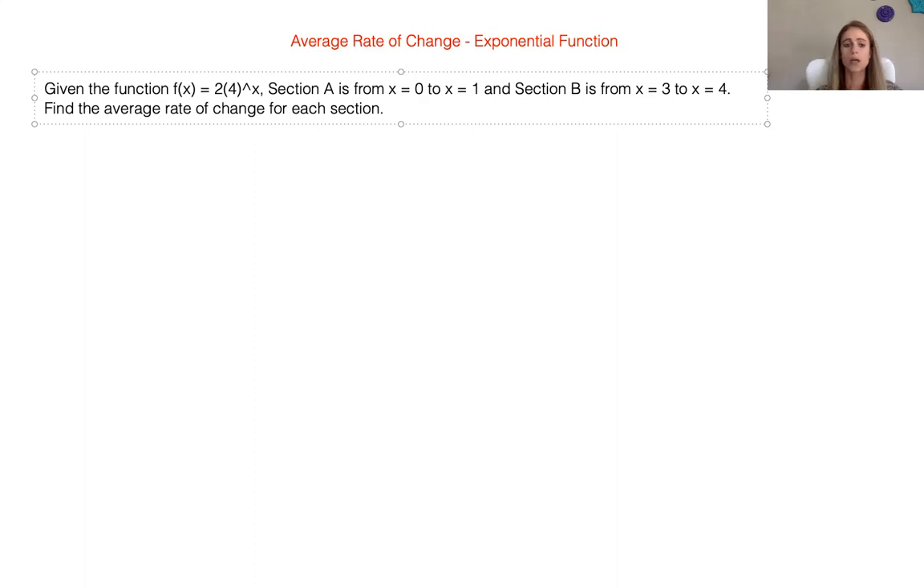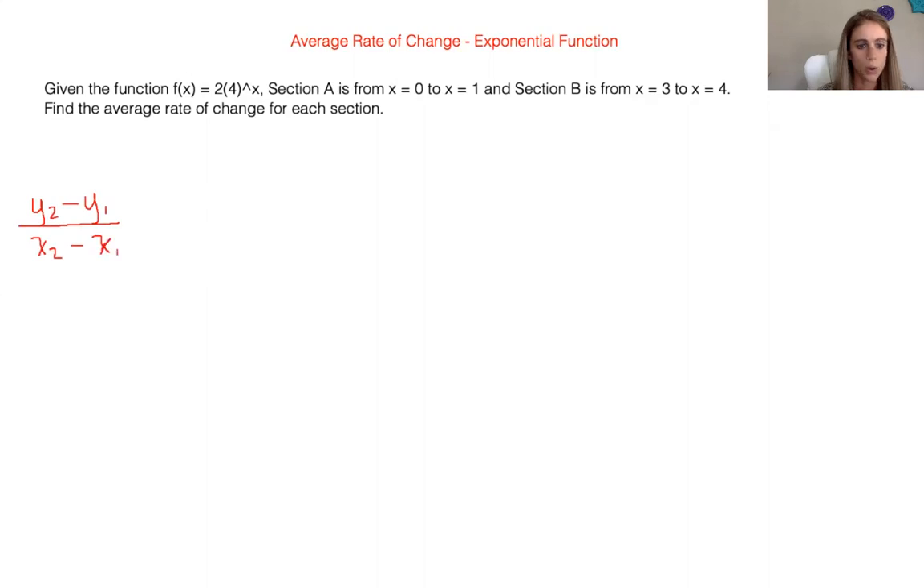Before we get started, whether we have a linear, a quadratic, or an exponential function, the formula for finding rate of change is the same. That formula is y2 minus y1, all divided by x2 minus x1. This is our formula for finding rate of change, ROC, rate of change, okay?